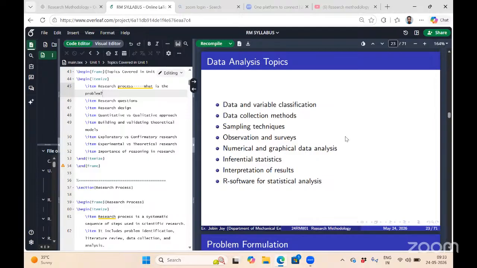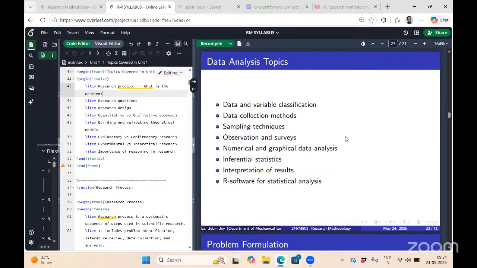For example, I have already mentioned we have qualitative data, we have quantitative data. We have to organize the data into categories so that we can analyze those data properly. Continuous variable identification, discrete variable analysis, categorizing survey responses, etc. So data and variable classification means we have to organize the data into different categories so that we can analyze the data properly.